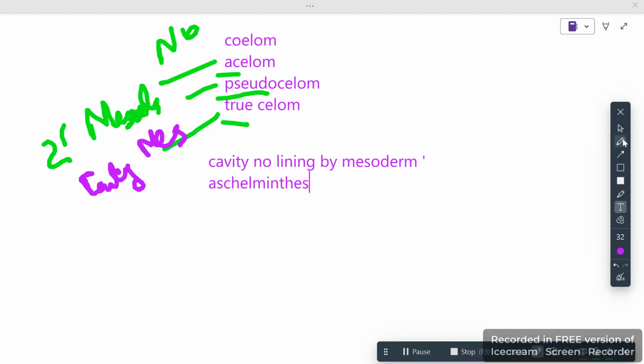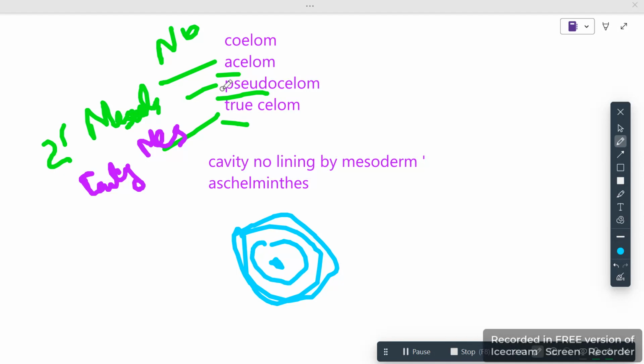Let me explain it a little better. If this is the body, this around is the body wall, and here in the middle we have the alimentary canal. In the pseudocoelom this layering would be absent, and the layering would be of mesoderm. In acoelom we will not even find the cavity, but in true coelom, now let's discuss true coelom.